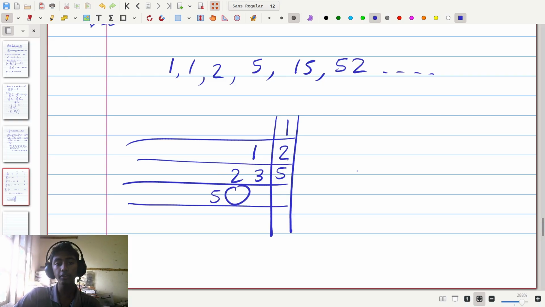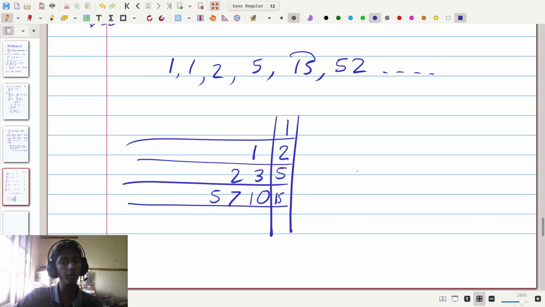To this point we get 2 plus 5, which is going to be 7. To this point we get 3 plus 7, which is going to be 10. And to this point we get 5 plus 10, which is going to be 15. Now if we take a look at this last column, we can see the numbers 1, 2, 5 and 15 appear here. These are the numbers in our sequence here except for the first term. So here we get 1, here we get 2, here we get 5, here we get 15.